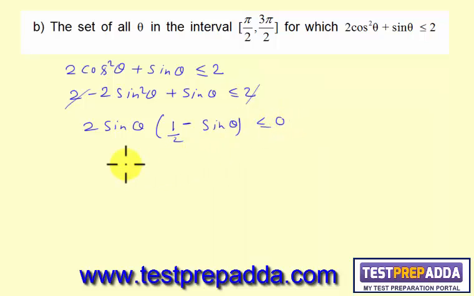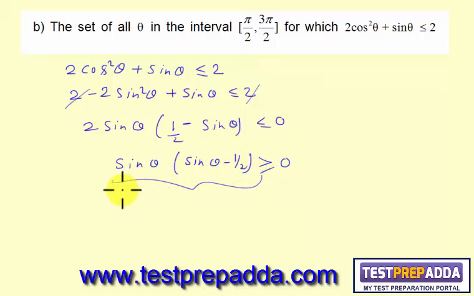Okay. Now this can also be written as sin theta times, in the bracket, sin theta minus half in place of half minus sin theta, and instead of less than or equal to 0, I'll write greater than or equal to 0. Got it?